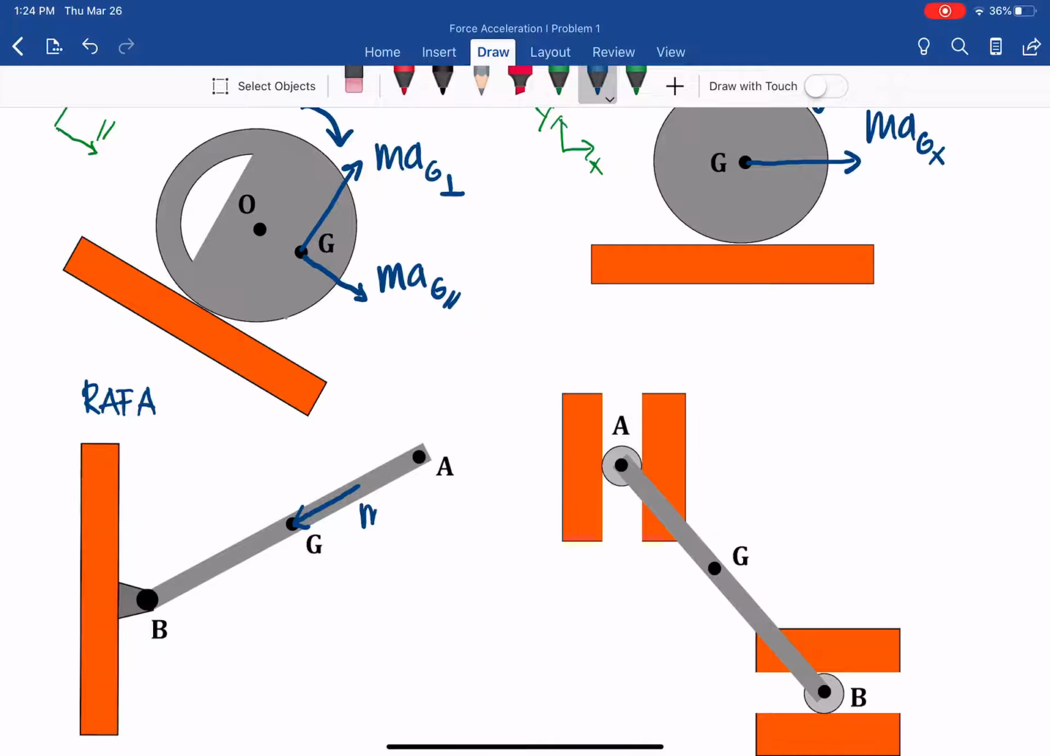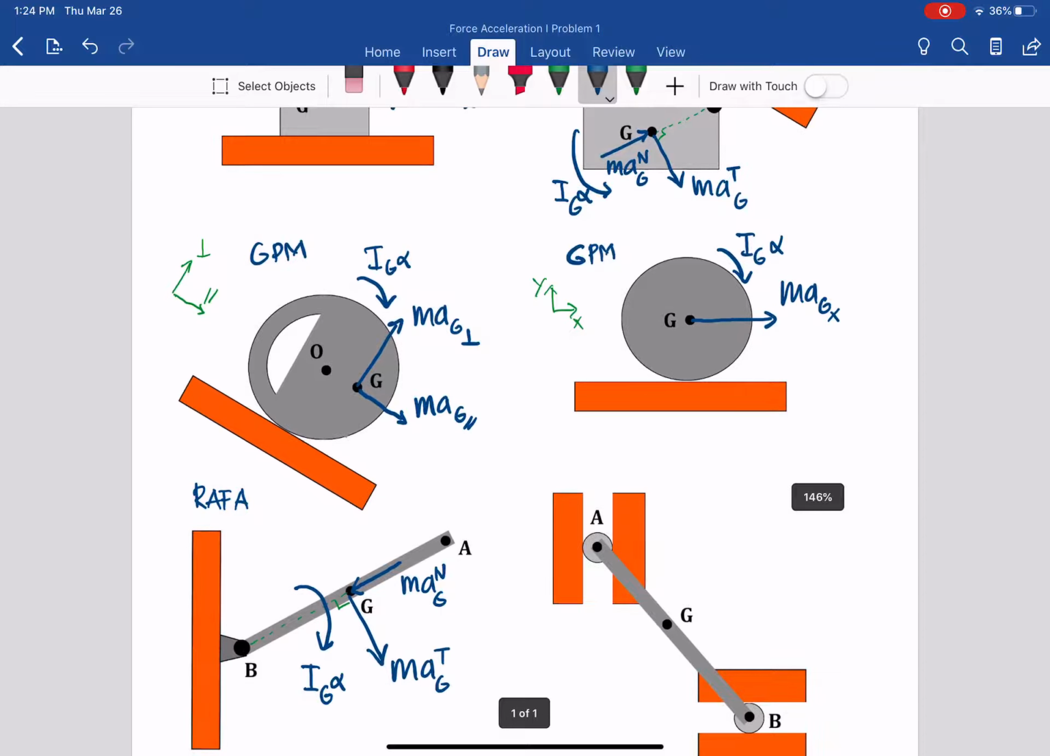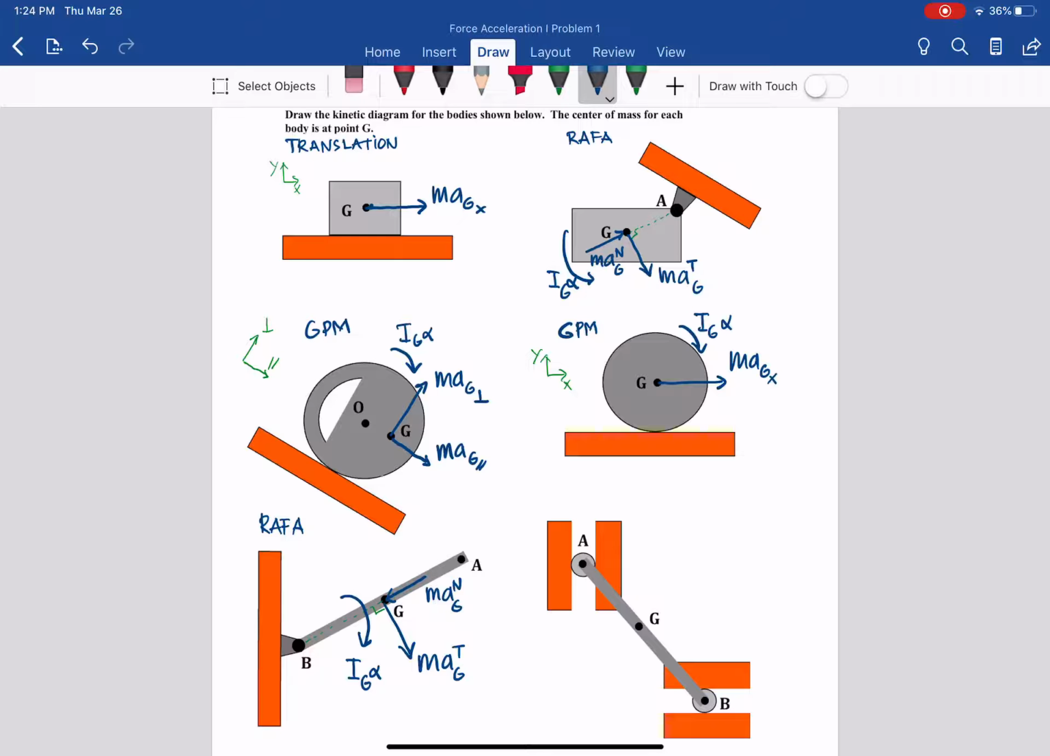So you have one component here, it will be MAGN, parallel to the radius. And then we have the tangential component perpendicular to the radius, and that we call MAGT, the tangential component. And this body rotates, so we also have IG alpha. So as you can see, the fifth diagram is similar to the second diagram because it's Rafa. So we have MAGT, MAGN, and IG alpha. 3 terms, but not X and Y. Keep that in mind. So as you can see, X, Y, yes, but depending on the type of motion, the orientation of the motion, how the body is configured, you can use different terms other than X and Y.